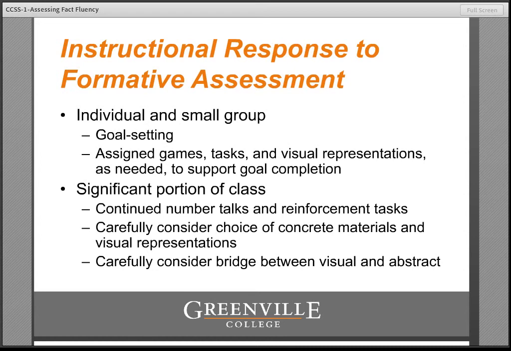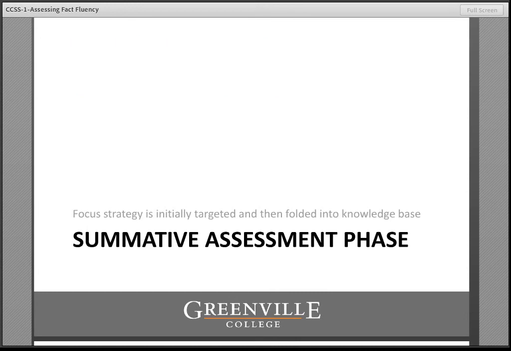And I also want to really think about whether maybe I made a jump to abstract too quickly. Perhaps they need to fall back and use some visual representations, but I want to be careful about that because I don't want to give them a crutch. So I've got a lot of judgment calls I've got to make here as I think about how to construct this pathway towards strategic thinking and fact fluency.